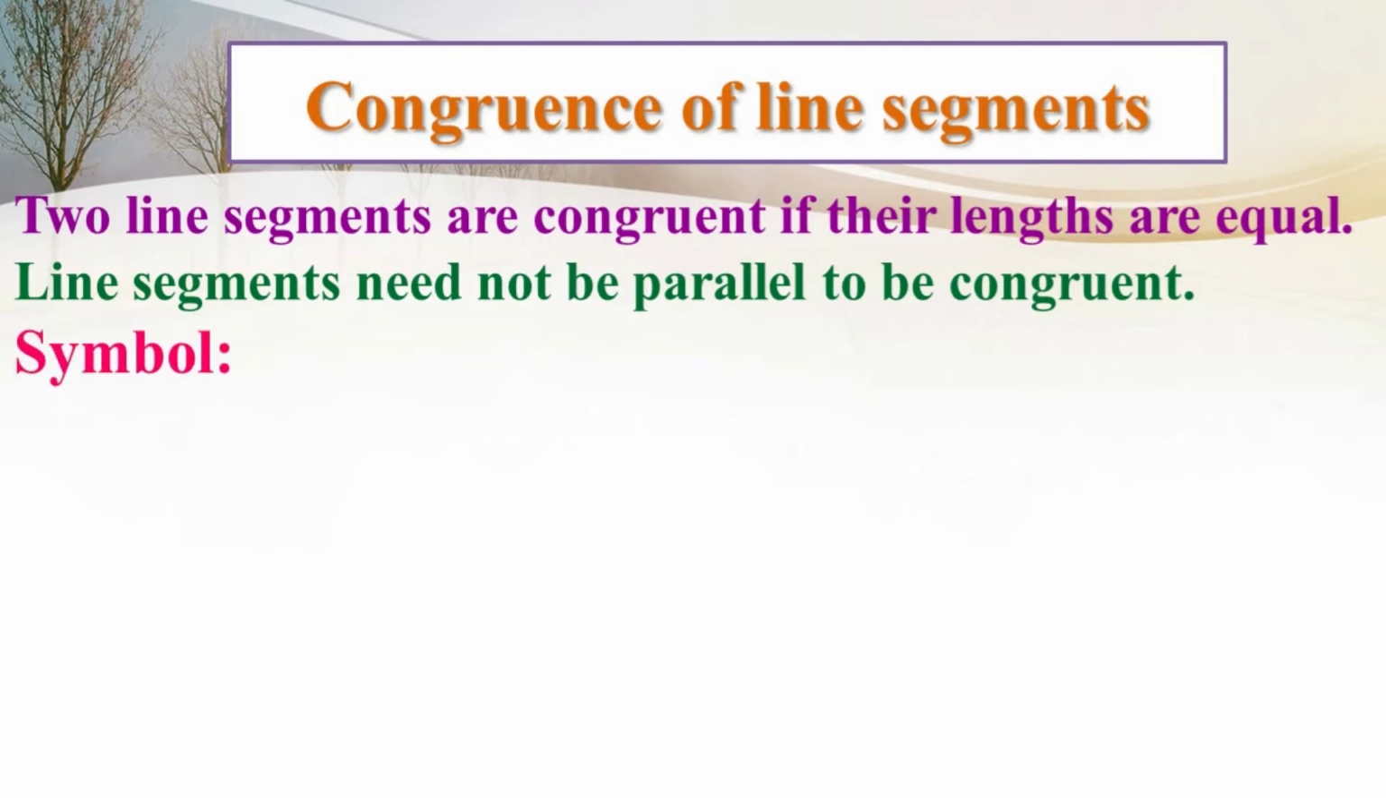Symbol to represent concurrent is this. This is the symbol to represent concurrent. Above the equal to symbol, there is a slanting S. Okay, keep it in mind. This is the symbol to represent concurrent.